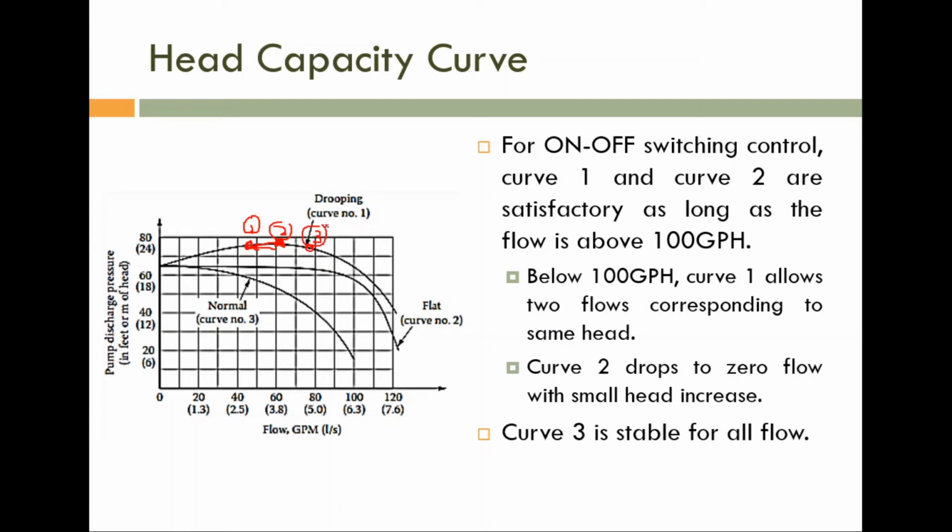Means for the same pressure, as per this curve, you can see 2 flow rates. So that one is an unstable situation. We are unable to predict the flow rate with respect to pressure. What will happen if pressure is varying? That we are unable to predict. So that one is an unstable situation. So please note, for curve 1, for the same head, we have 2 flow rates. So that one is an unstable situation.